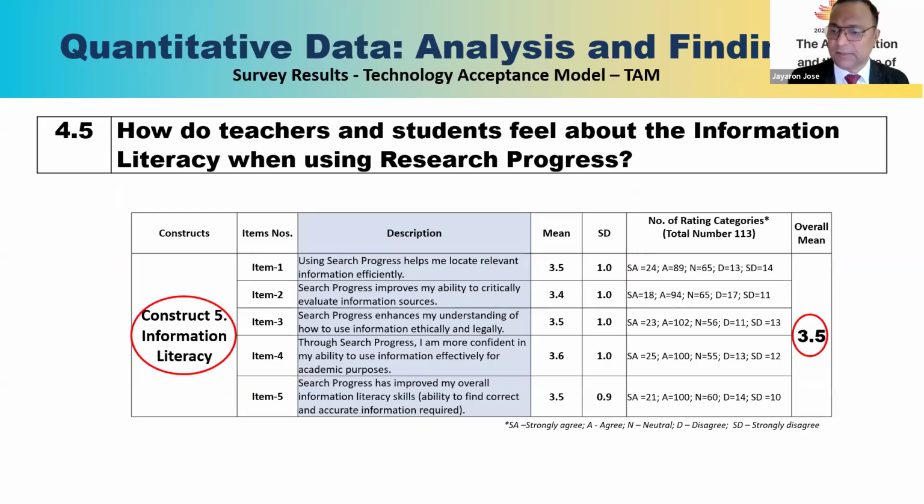About information literacy, on the 5-point Likert scale, an average of 3.5 was scored by the responses, and it shows that they had a positive impression about using Search Progress to improve information literacy skills. That means identifying the correct sources, paraphrasing, and adding references and citations.